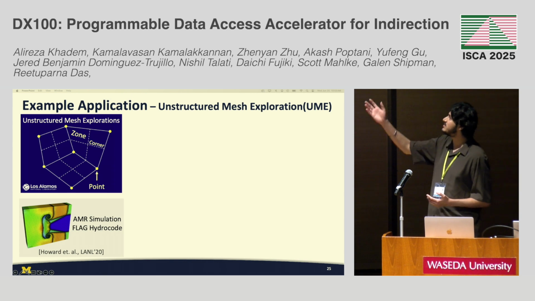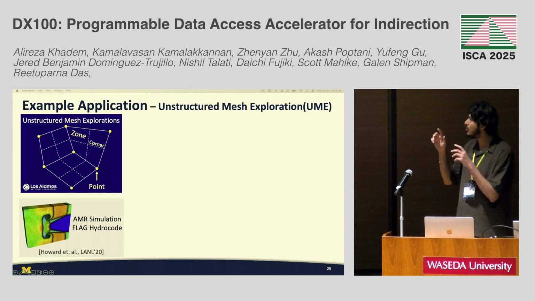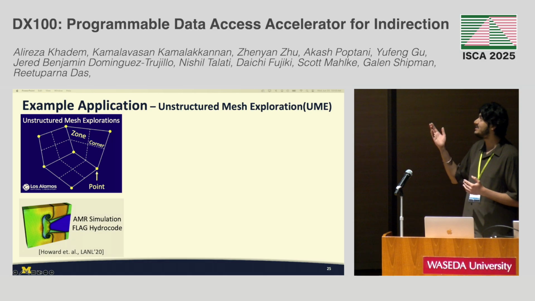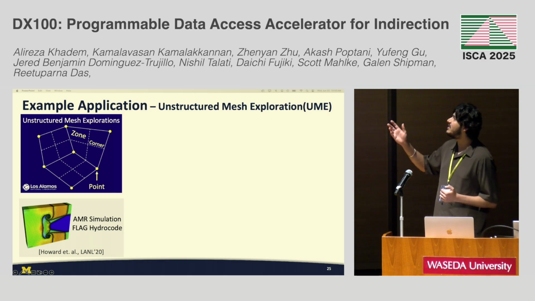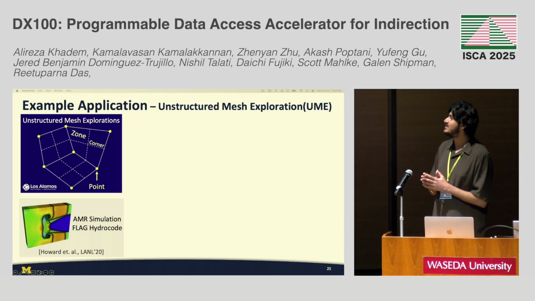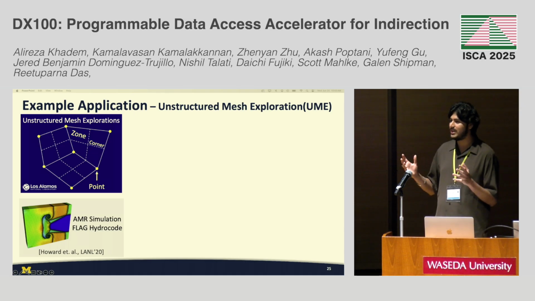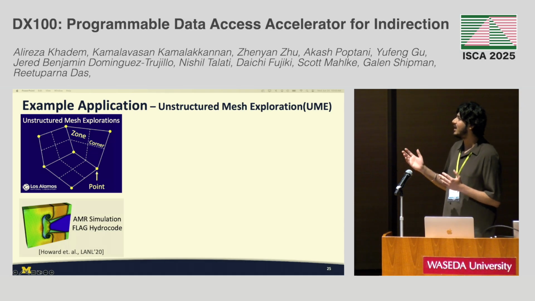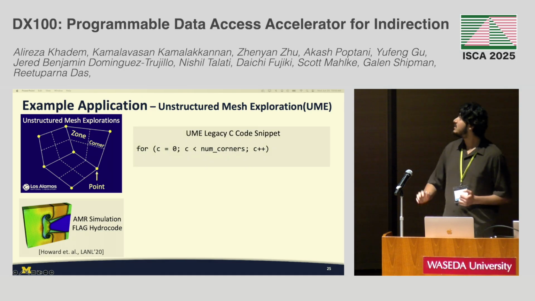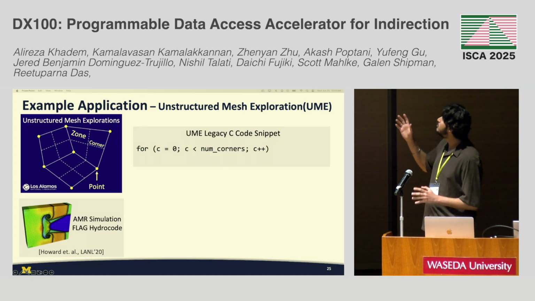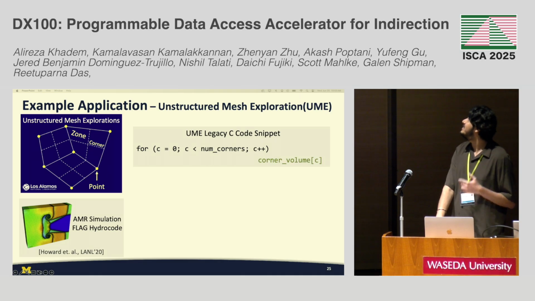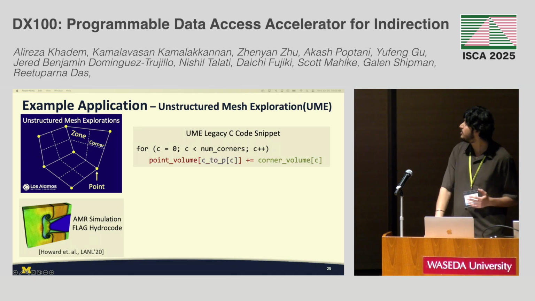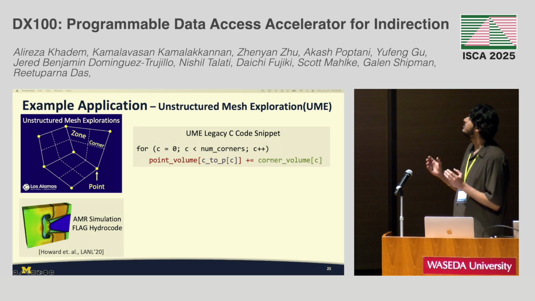Here we show an unstructured mesh with zone as the 2D space, the dashed lines are the corners, and the points. This is an application, unstructured mesh exploration, which is an AMR adaptive mesh refinement simulation, such as the Flag hydrocode. Here I show the UMT code where we loop over the number of corners, and then these corner volumes are added to the point volumes using corner to point chaser.